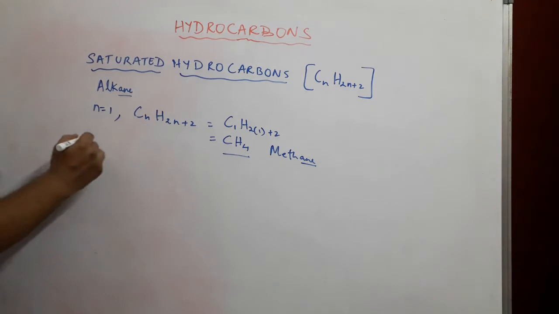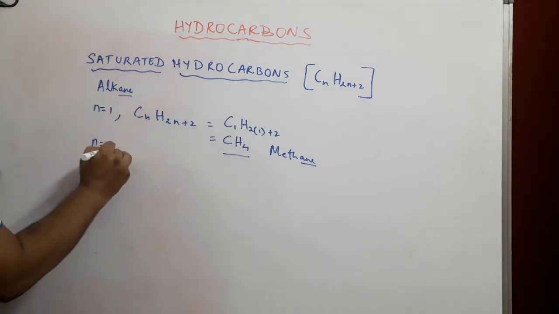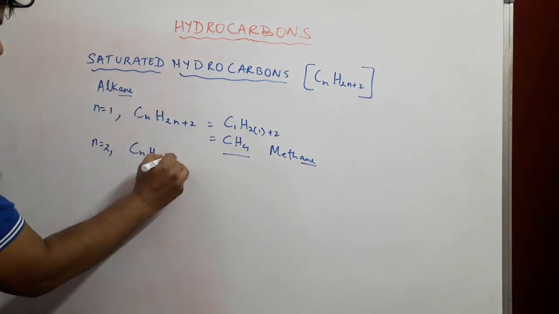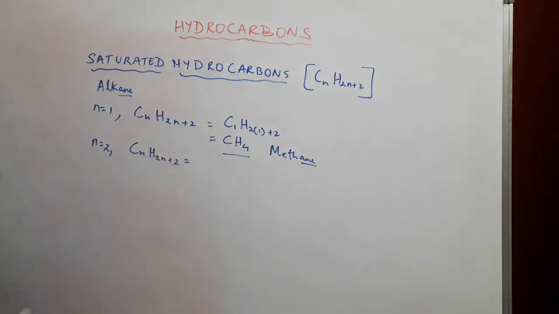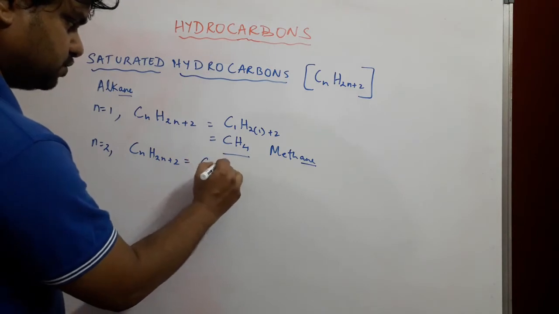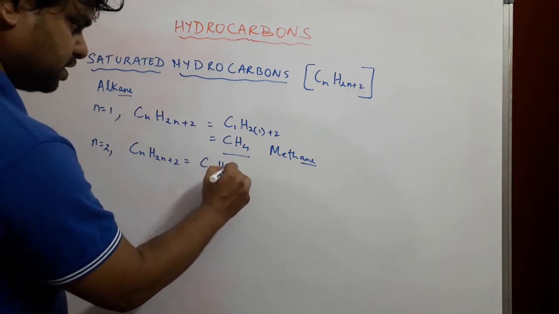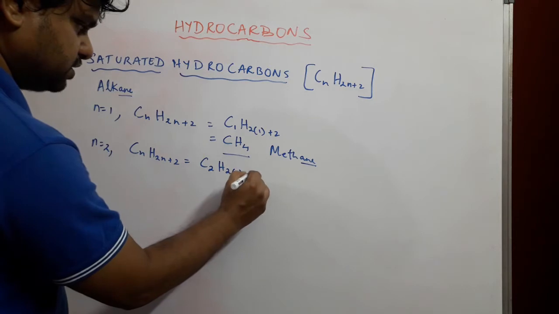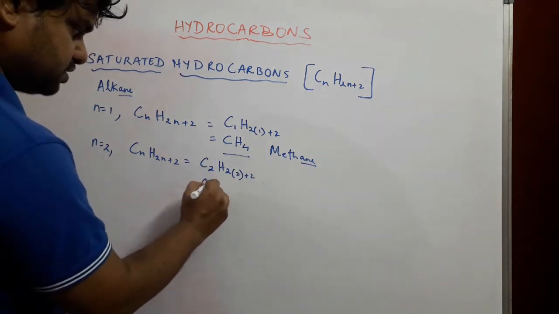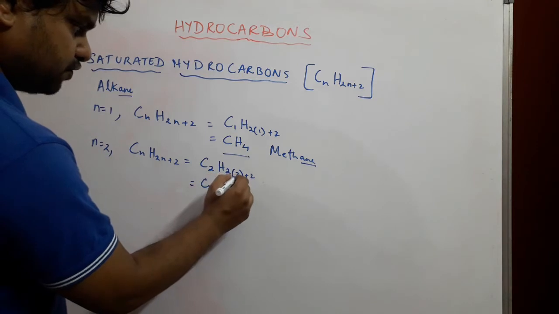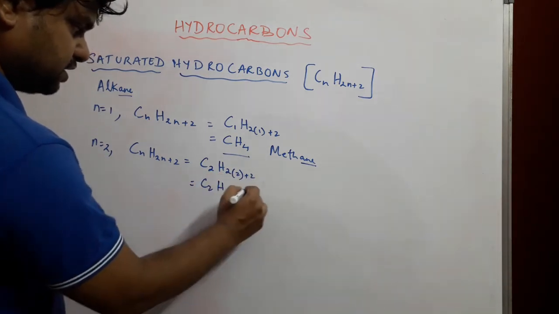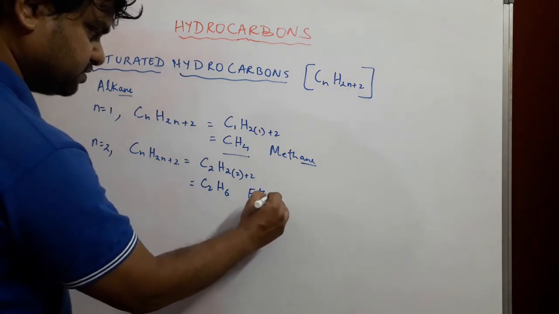Let's take another example. n equal to 2, and we'll substitute it in this formula, the general formula to find out about alkanes. So you have C2 H2×2+2. What do we get? Right over here, C2, 2 into 2 is 4, 4 plus 2 is 6, C2H6, and this is nothing but ethane.